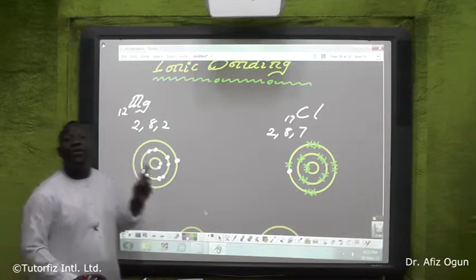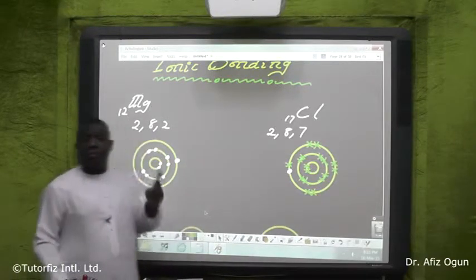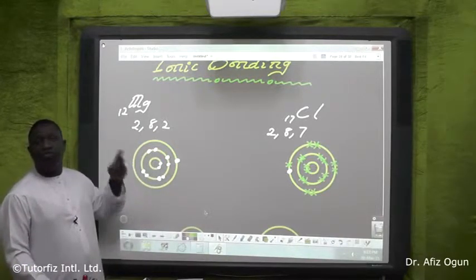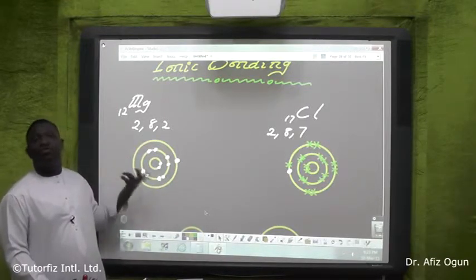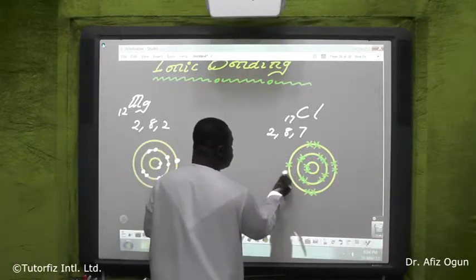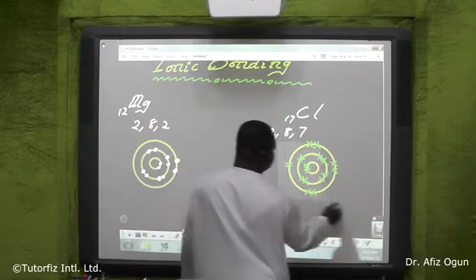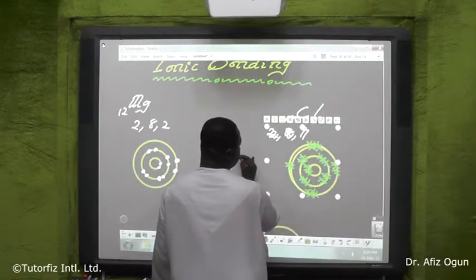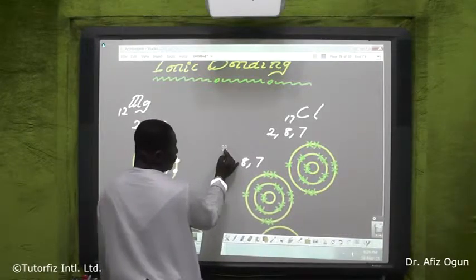So it requires another chlorine atom. Magnesium needs to give its 2 outermost electrons to 2 chlorine atoms, because it cannot give 2 to 1 chlorine. It will be too much for the outermost shell of chlorine. So it gives the 2, but to 2 different chlorine atoms.